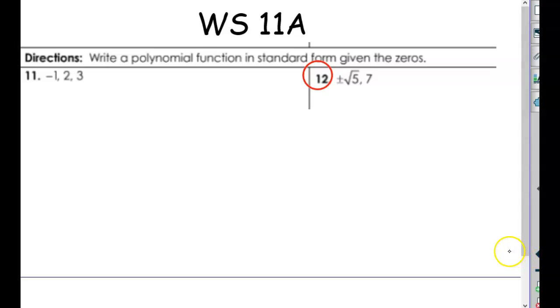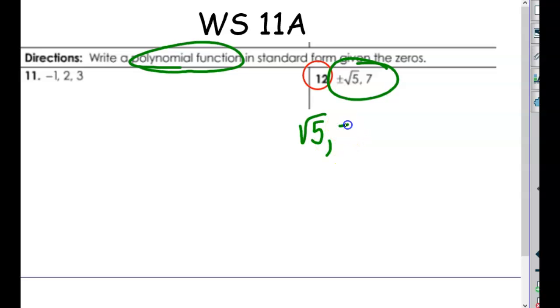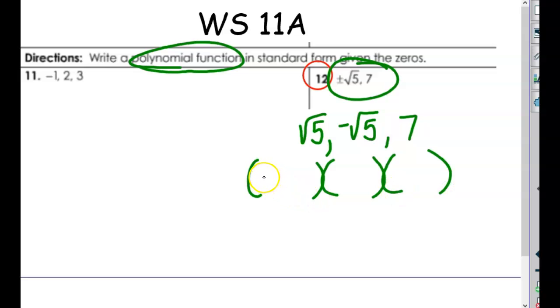All right, can you look at 11A? I was going to assign these as practice, but let's just do them real fast together, and then your only homework will be Delta Math. Write a polynomial function, and I don't care about the standard form business. What are the 3 zeros they list right here on number 12? Square root of 5, negative square root of 5, and 7. So list those as factors, guys. What would that look like? x minus square root of 5, x plus square root of 5, and x minus 7.